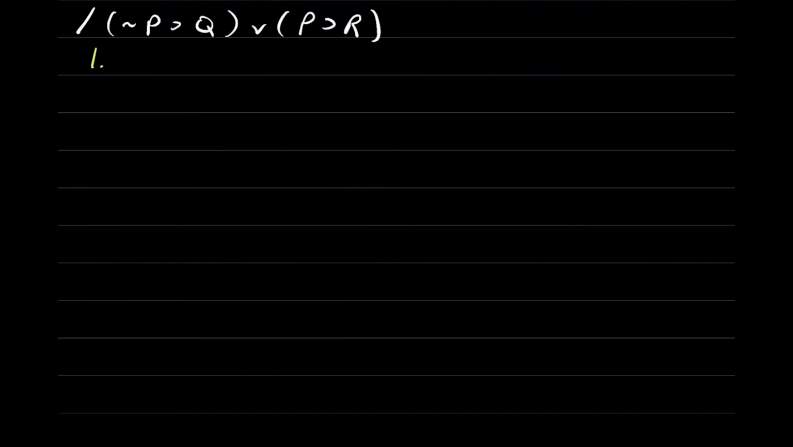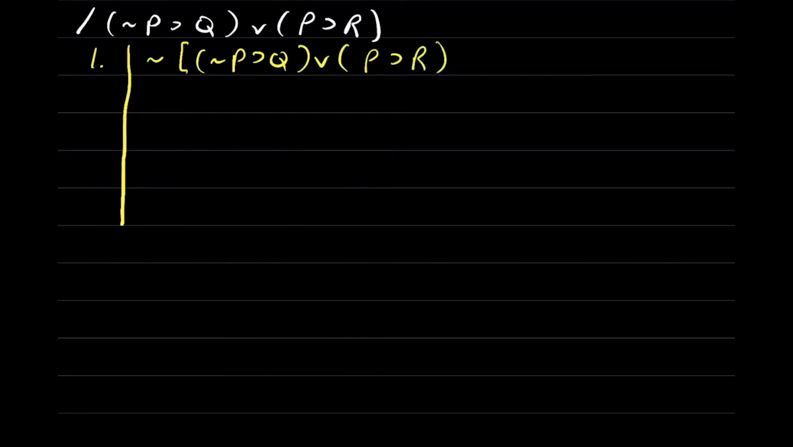So I'm going to add a line 1, and I'm going to add a vertical assumption line, just like you do if you were doing an indirect proof inside an argument. And I'm going to assume the negation of what I'm trying to show here. So I'm trying to show that this statement is necessarily true, so I'm going to assume its negation. So I'm going to assume it's not the case, and I'm going to put all of this in a bracket. Not P implies Q, or P implies R, like so. And I'm going to call this AIP, Assumption for Indirect Proof.